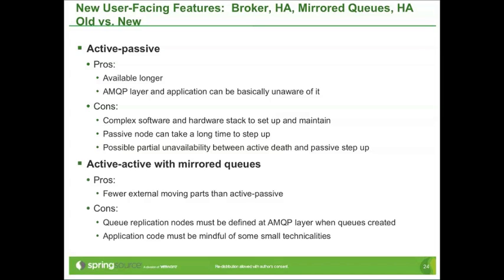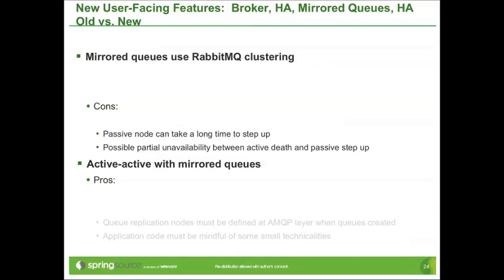With mirrored queues, you don't have these external moving parts. The downside is your application has to be a little bit more aware of what's going on in the cluster underneath. The queue replication has to be defined when you create the queue, and your application code has to be mindful of a couple little technicalities, which we'll get to in a moment.